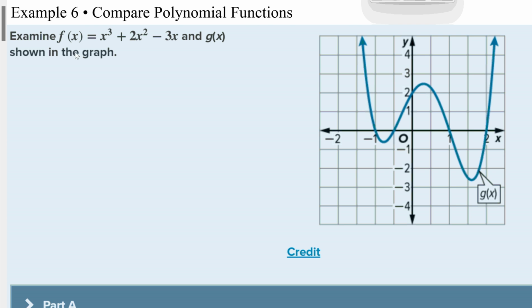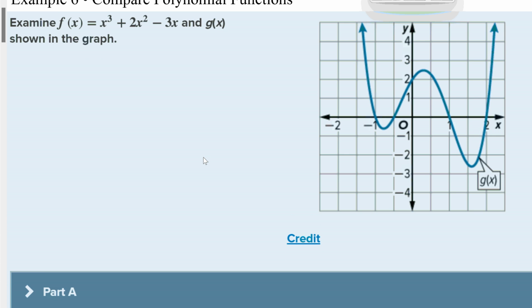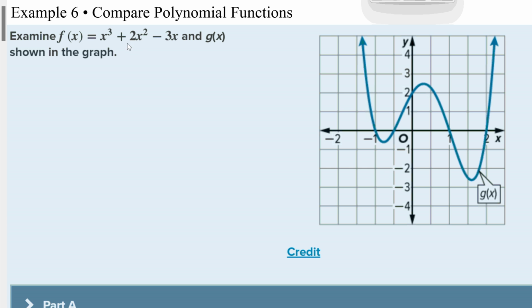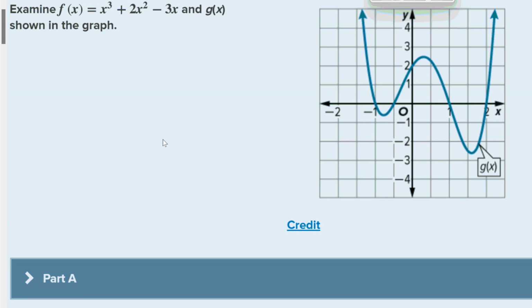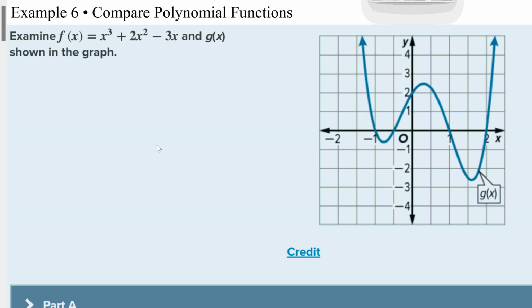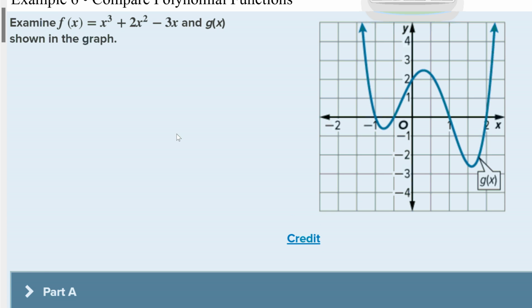Compare polynomial functions. So we're given f of x is x cubed plus 2x squared minus 3x. And then we're given this graph g of x. Okay, so we want to compare the two. First we want to graph and see what this one looks like, right? So we can go ahead and do that. We can just plug in values for x.